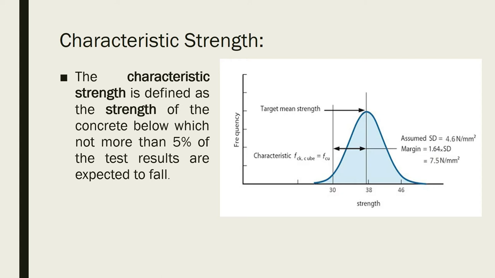I would request you all to understand this particular graph because you can definitely expect some questions in the GATE from it. In previous years' GATE we have seen many questions from this graph, giving different values of, say, standard deviation and the difference between the target strength and the characteristic strength.